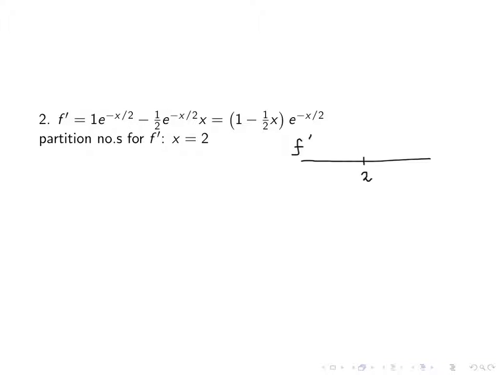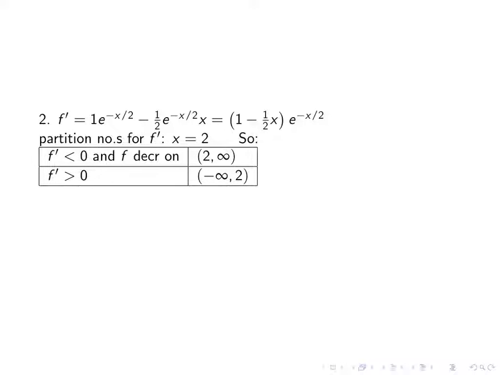So here's the sign chart for f prime. It is determined by the factor 1 minus 0.5x. So to the left of x equals 2 it is positive, for example, at x equals 0, and it's negative to the right of x equals 2. So f is increasing up to x equals 2 and decreasing to the right of x equals 2.